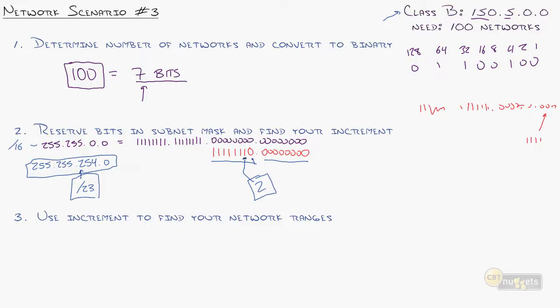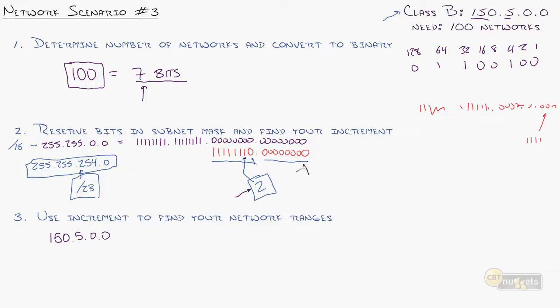I'm just showing you the little pieces here and there where you could trip up, but it's the same exact thing as it was previously. So now let's write our network ranges. So we've got 150.5.0.0 because that's what we were given. Now be careful. I need to add my increment, my 2, in the octet where it's at.